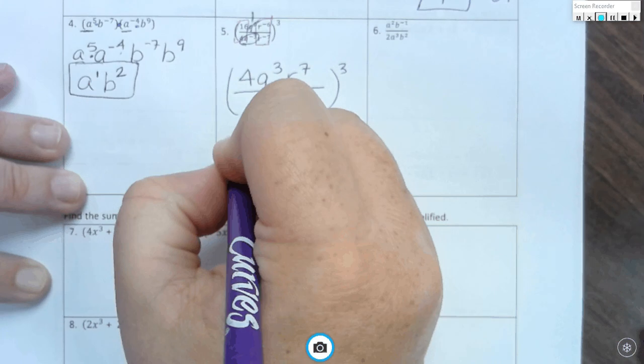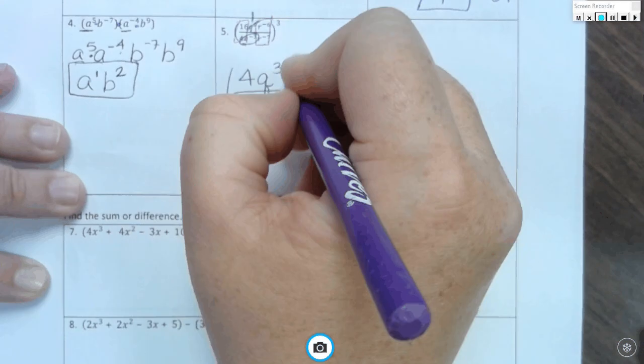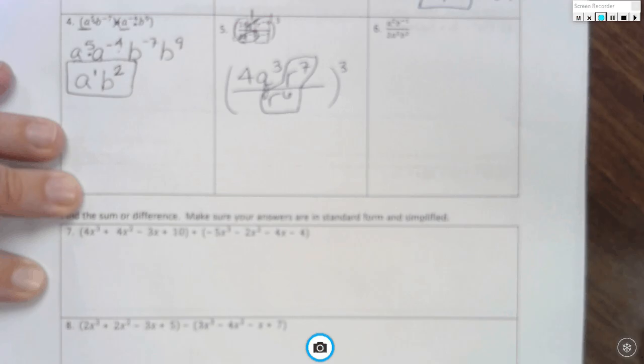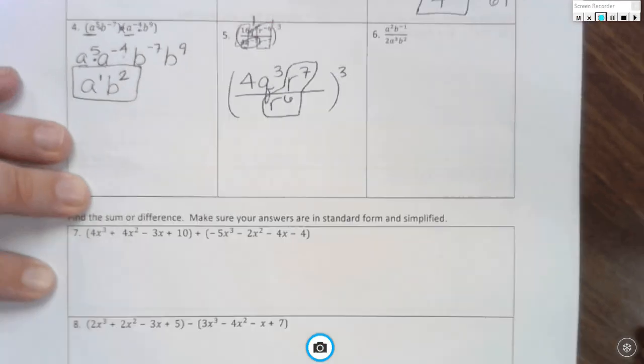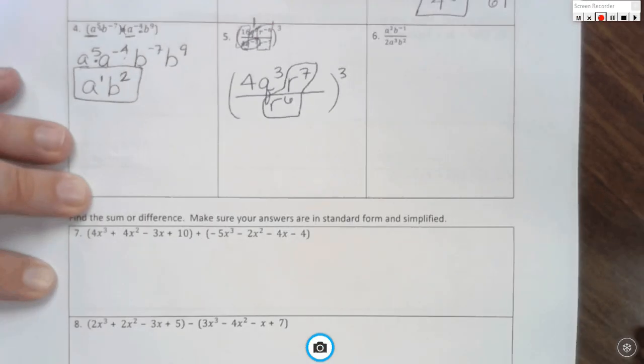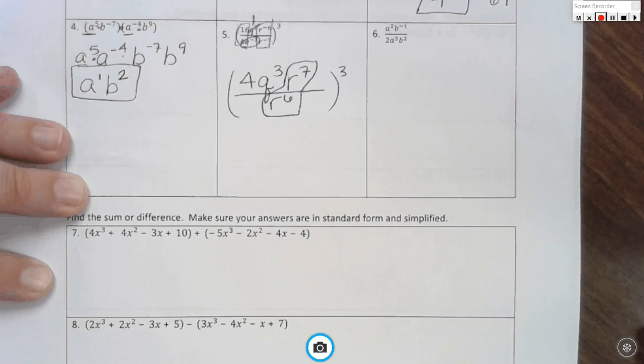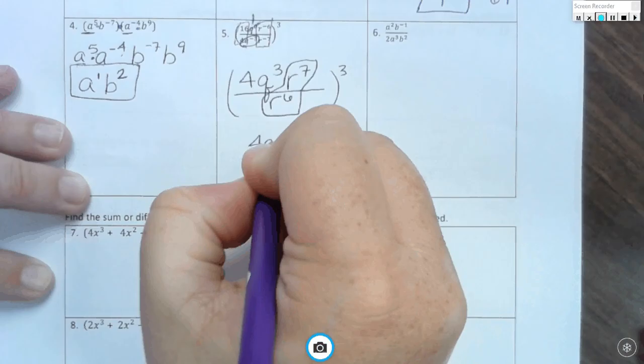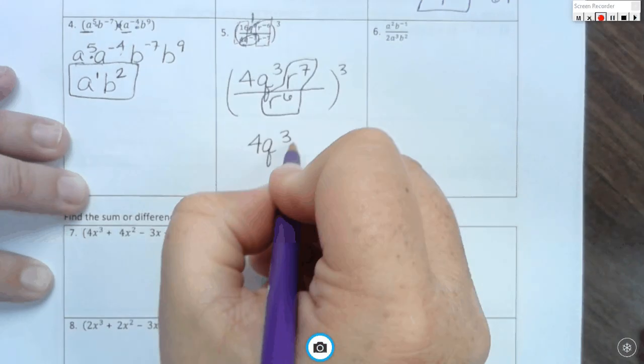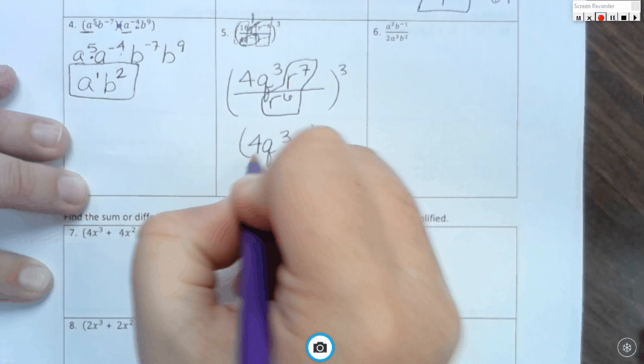Okay, so now what I want to do is combine what I can. I think that I will look at these two r's here. Since I am dividing, I want to subtract the exponents, because the bases are the same there. So 7 minus 6 would give me 1. So now I have 4q^3 times r to the 1st, 7 minus 6 is 1, and again that 3 is still on the outside.